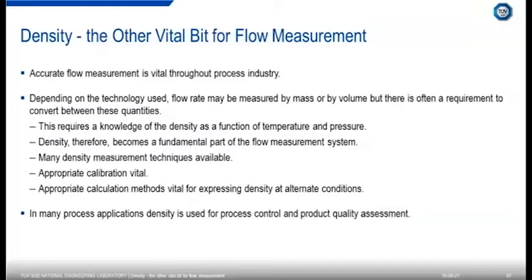Obviously, as well as the measurement of flow rate directly, density as a quantity is often used for process control and for product quality assessment, for deciding where you are in a batch run, for deciding whether that product meets your quality specifications. So overall, density is vital.